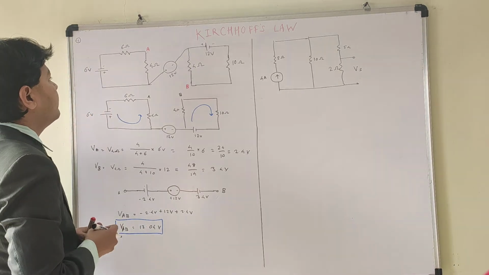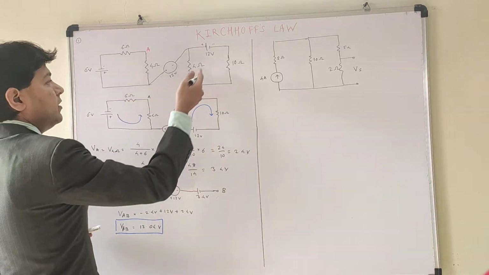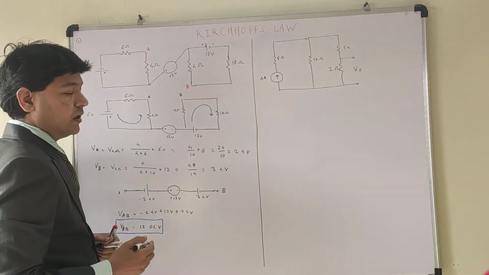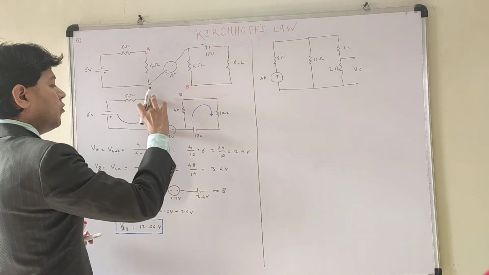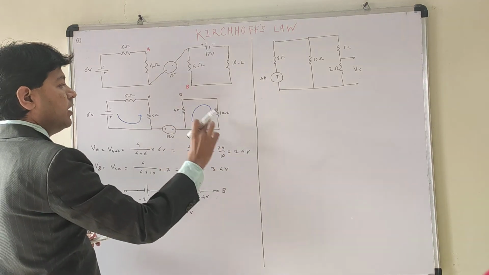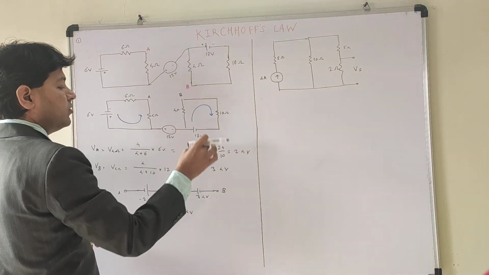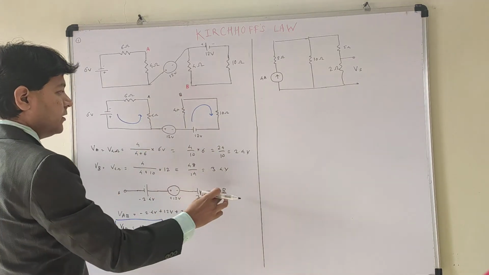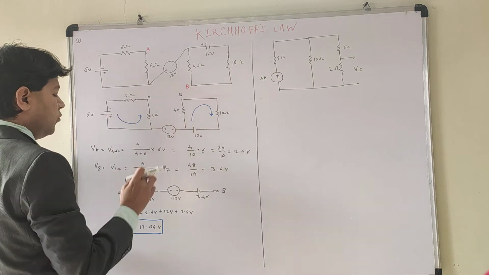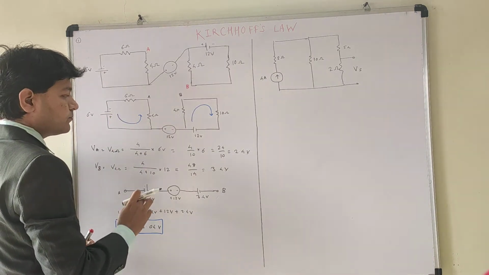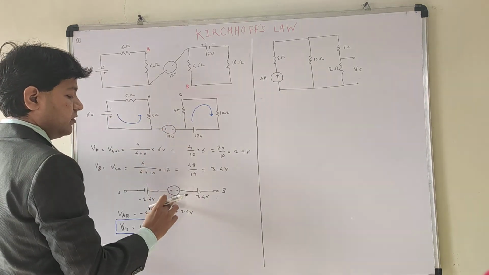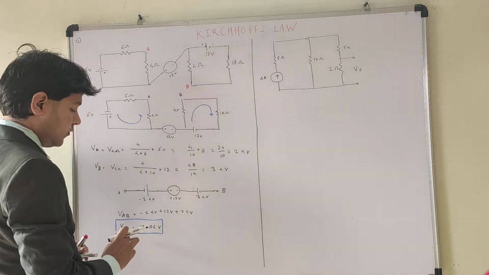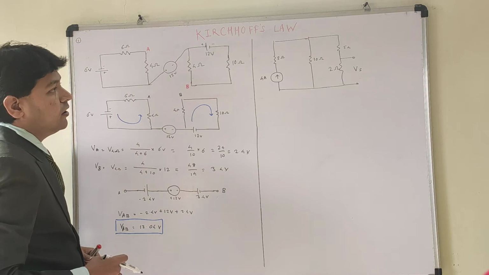So what we have done here: the circuit is given, only its connection is reversed, the rest of the things are the same. We applied the voltage division formula for this case and got 2.4 volt. We applied the voltage division formula for this case and got 3.4 volt. The circuit is reduced between VA to B. As it is flowing from negative to positive, this is minus 2.4. This is positive to negative, so plus 12 volt. This is again positive to negative, 3.4 volt. So finally VAB is coming 13.04.